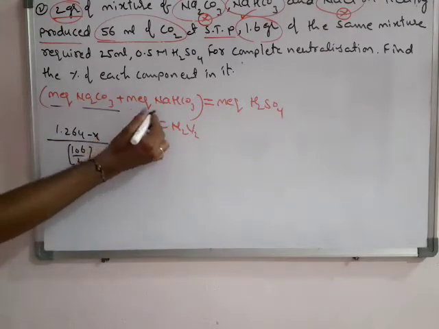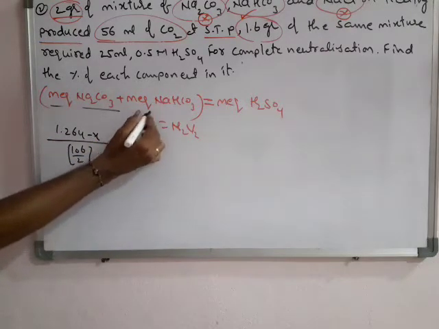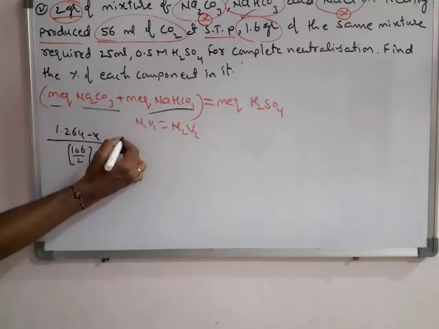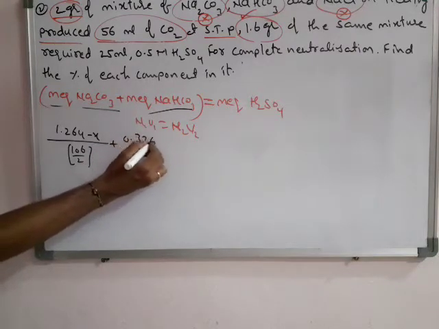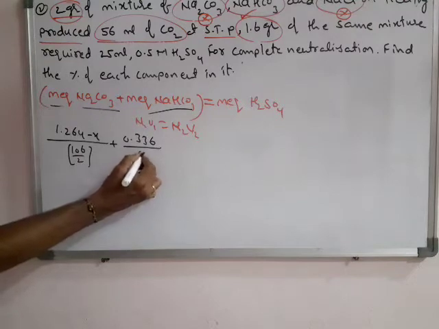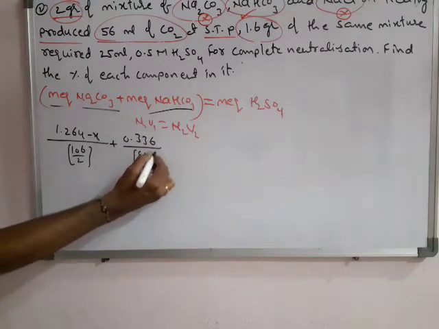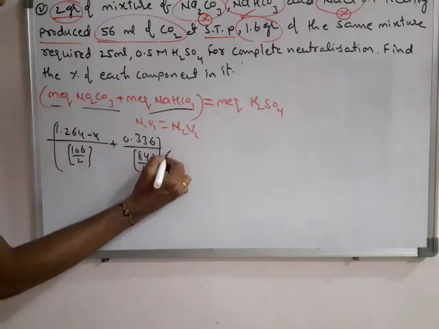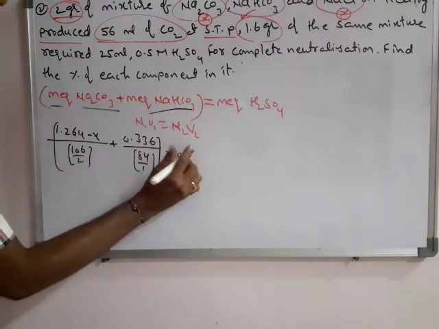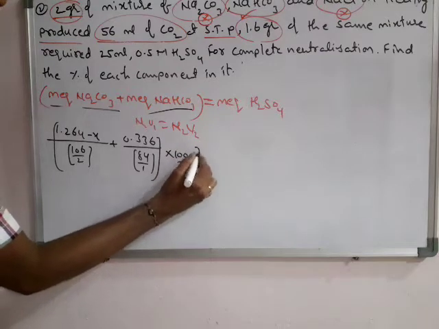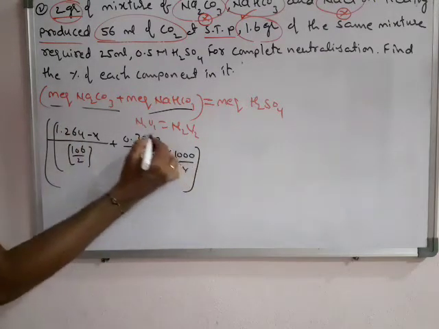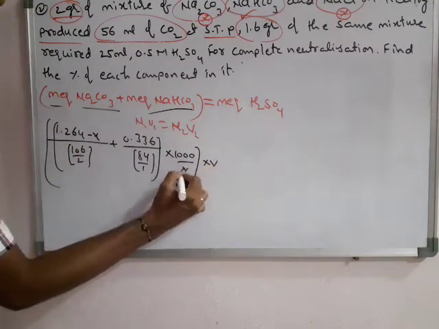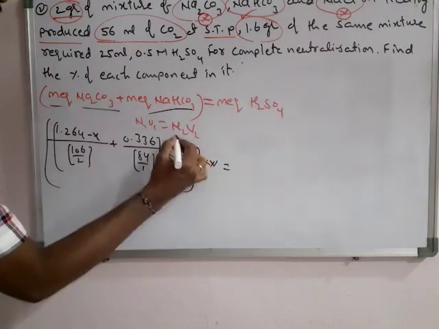Plus, again, what is the equivalent weight of this one? So what is the weight of NaHCO3? 0.336 by its equivalent weight, 84 by 1. This is the weight by equivalent weight into 1000 by V, and into this value. Both values will get cancelled.